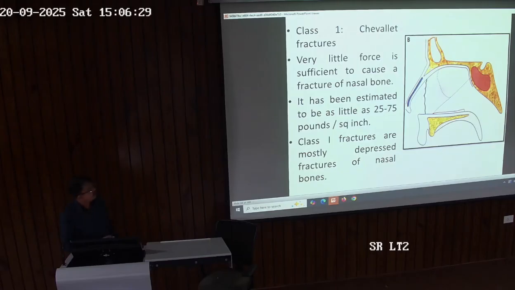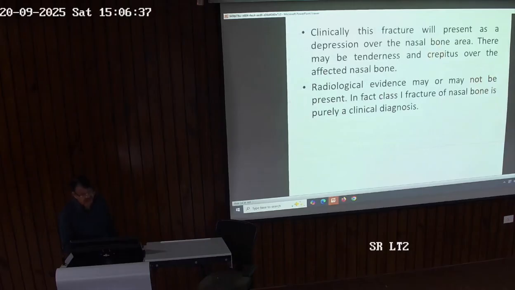Here is the fracture line, this side. It is an impact on these nasal bones. Clinically, this fracture will present as a depression over the nasal bone area. There may be tenderness and crepitus over the affected nasal bone. Radiological evidence may or may not be present. In fact, class 1 fracture of nasal bone is purely a clinical diagnosis.